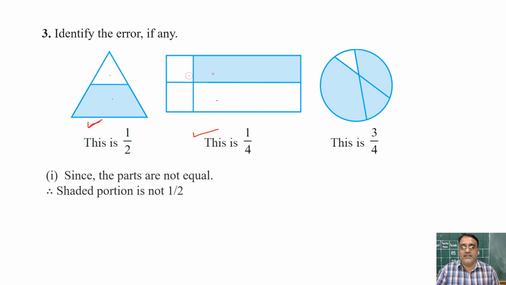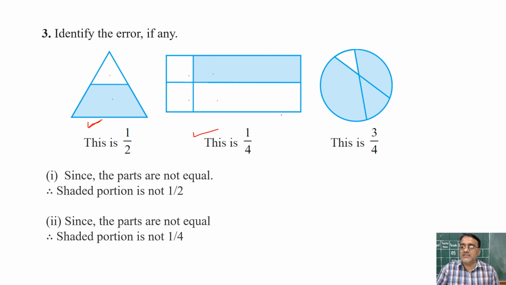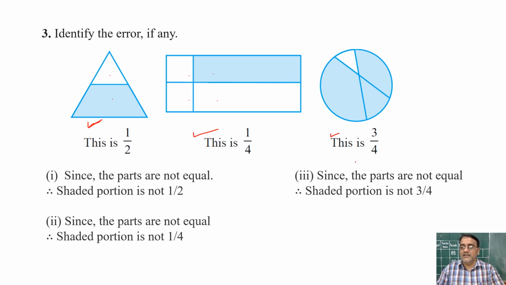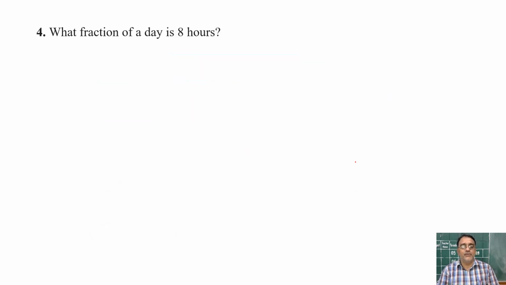Because here look, these two parts are bigger and these are smaller. So the second is also false. It is not 1/4. Why? Because parts are not equal. Now the last one is also false. This is also wrong, because the parts are not equal, therefore the shaded portion is not 3/4. Now we are moving towards the fourth question.